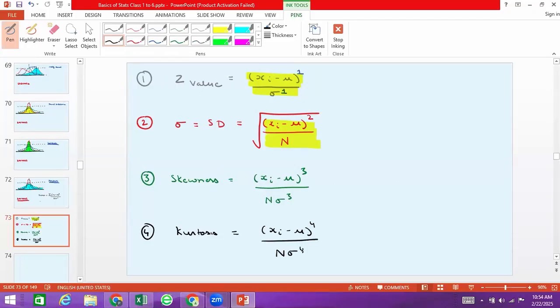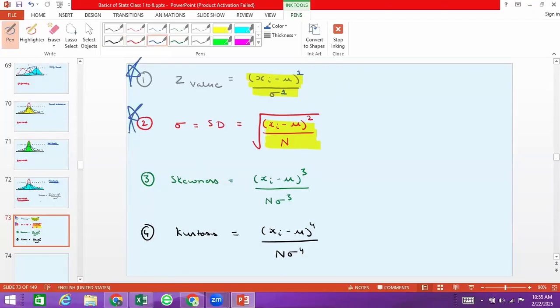I hope you guys are being able to see a pattern, right? The same formula is there, it's just that the powers are changing. Here it was power 1, then power 2, power 3, power 4. When the power is 1, it is Z value. When the power is 2, it is sigma. When the power is 3, it is skewness. When the power is 4, it is kurtosis. So if you want, you can remember it in this way. If you don't want to remember it, that is also fine, because these two will not be needed. But this one and this one, these are the two that you should remember.